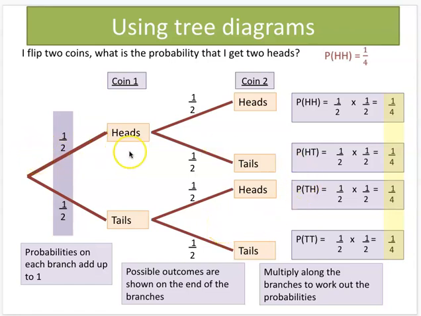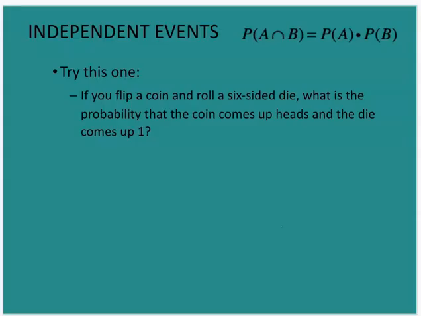So notice we can multiply along the branches. 1/2 times 1/2 is 1/4. Now you can see these 4 outcomes. And if you sum all of these, 1/4 plus 1/4 plus 1/4 plus 1/4, you should get 1, because that would be the total probability. So you can use tree diagrams to help you in these problems. You can try a couple of these. You can use a tree diagram, or you don't have to.